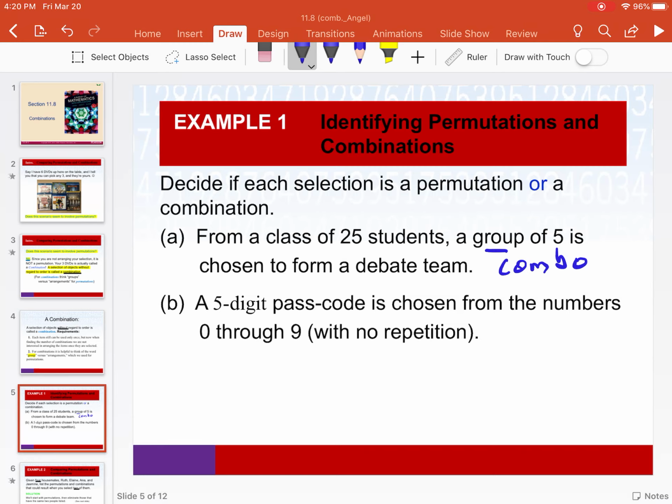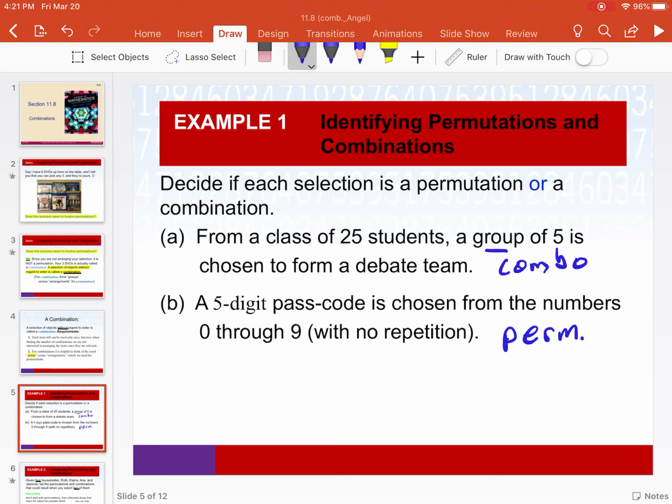In letter A, if you wanted to get on this debate team and you were chosen second or third or first or fifth, it wouldn't matter because you made it on the team. There's no ordering. The order doesn't matter at all. But in B, if it's a passcode, the order makes a big difference, right? So this is a permutation because it's a passcode.